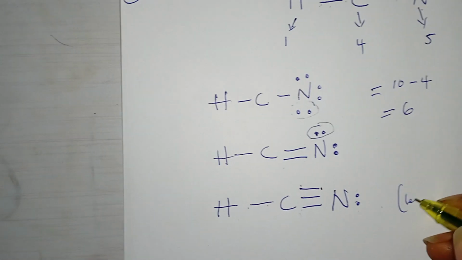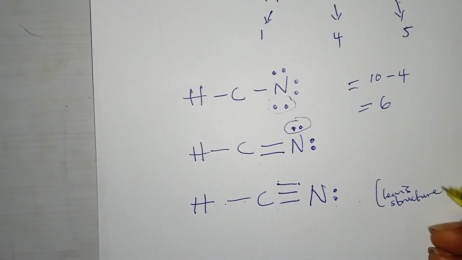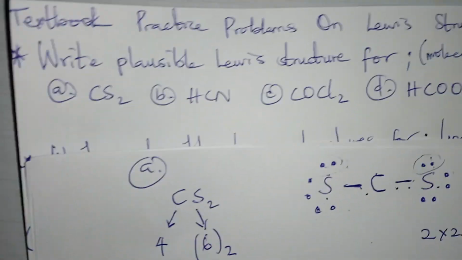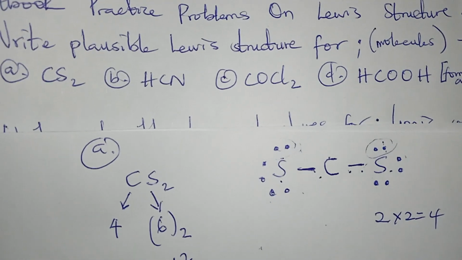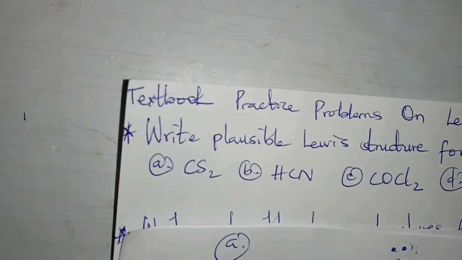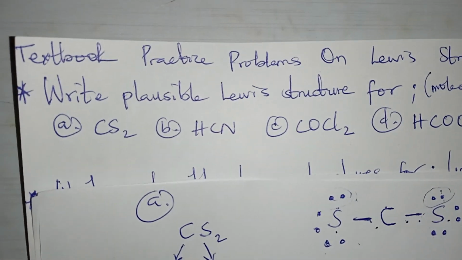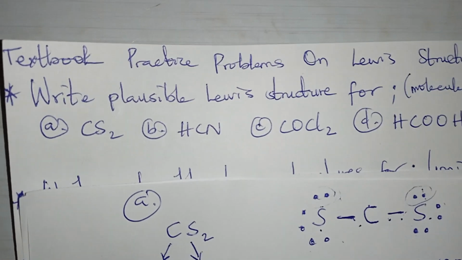So this is the structure, the Lewis structure of this. So let's move to number 3 question. Number C question, we have carbon, we have oxygen, we have Cl2.